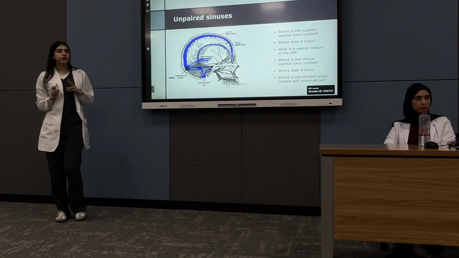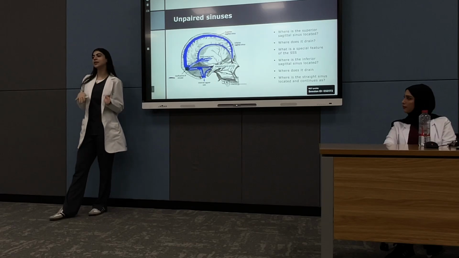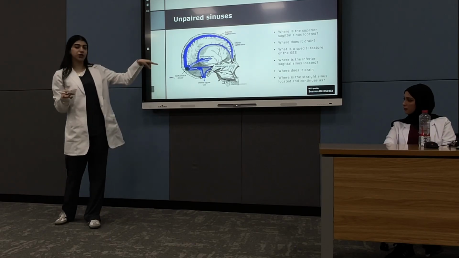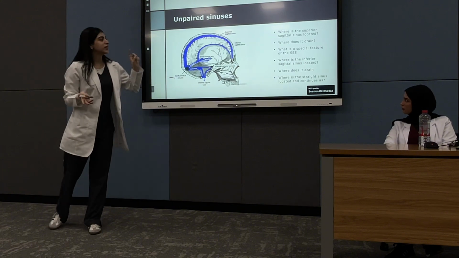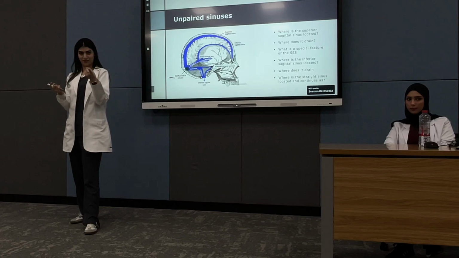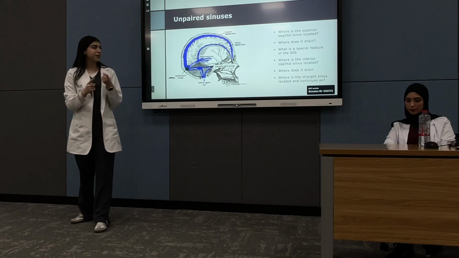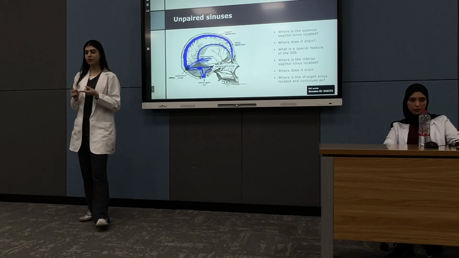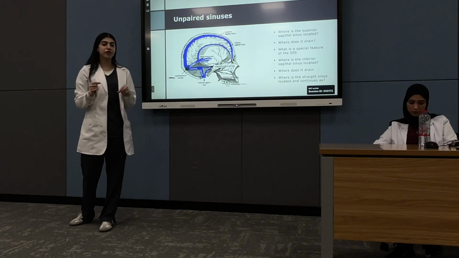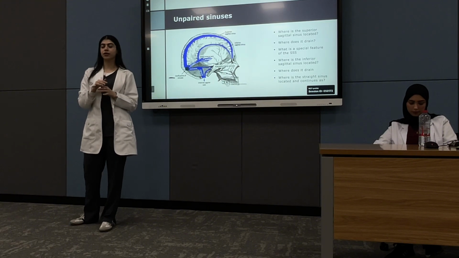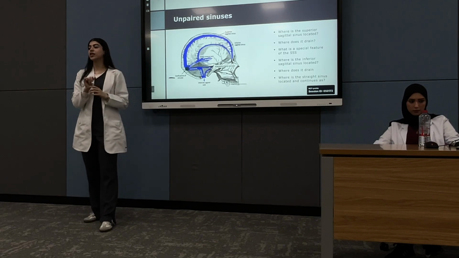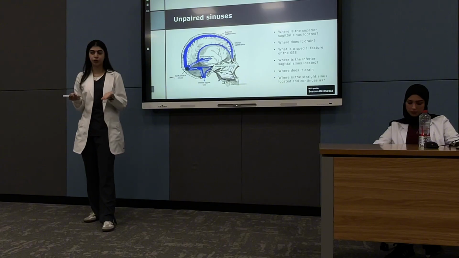Okay, so we have two types of sinuses, unpaired sinuses and paired sinuses. I'm going to explain the unpaired sinuses right now, but I want you guys to answer these questions. Where is the superior sagittal sinus located? You just said. Attached border of falx cerebri. Exactly. Where does it drain to? Right transverse. Exactly. What is a special feature of the superior sagittal sinus? Arachnoid villi. Yes, the arachnoid granulations, which my colleague explained, and she said that they're very important in the reabsorption.